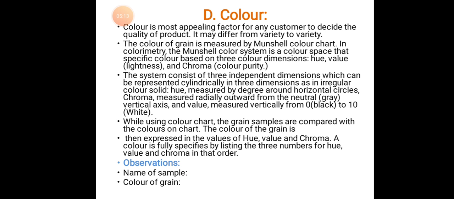While using the color chart, the grain samples are compared with the colors on the chart. The color of the grain is then expressed in the values of hue, value, and chroma. A color is fully specified by listing the three numbers for hue, value, and chroma in that order. Observations: name of the sample, color of grain.